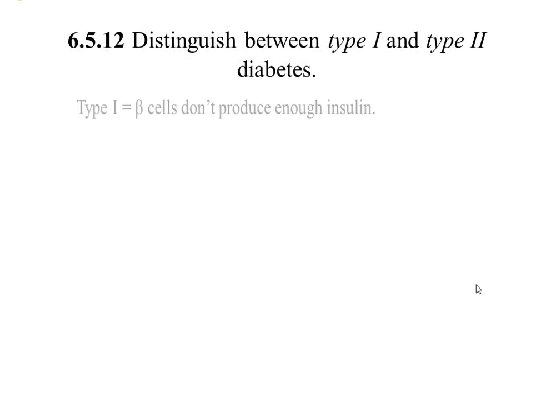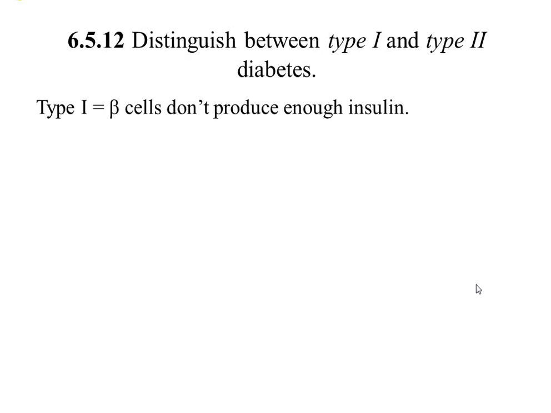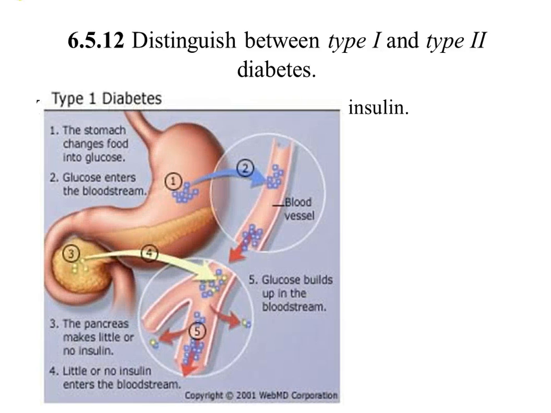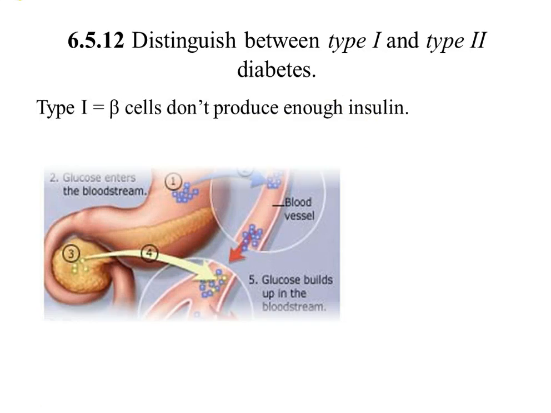Okay, so you've got to tell the difference between type 1 and type 2. In type 1, the beta cells don't produce enough insulin. So remember, all that means is that when there's a high blood sugar level, the body doesn't know what to do with it, or doesn't react appropriately to remove the blood sugar, which can cause major problems, especially to red blood cells. If you remember, you can ask me how that happens when we talk about osmosis in a little more detail.